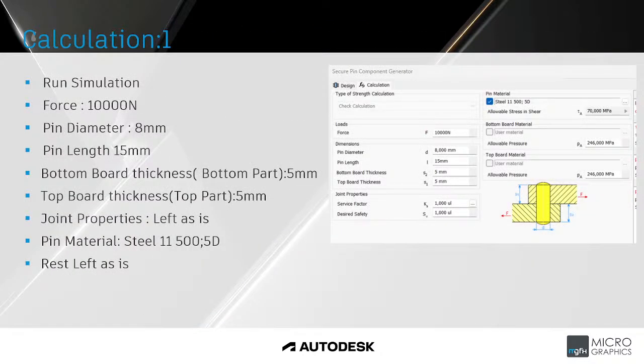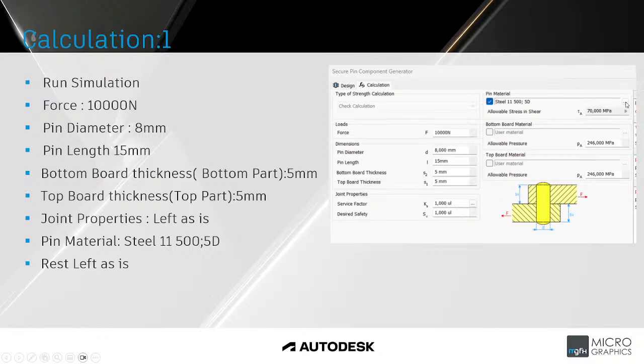So now I'm gonna run a simulation. So on the calculation screen, I have chosen to run the simulation of the calculation on 10,000 newtons. The pin diameter is 8mm and the pin length is 15. When you choose to insert the pin, you'll see the pin length because, like I said, it's all standard based and specification based. So the bottom board thickness and the top board, that's the thickness of your part. So my part is 5mm thick, and the joint properties, I just left it as is.